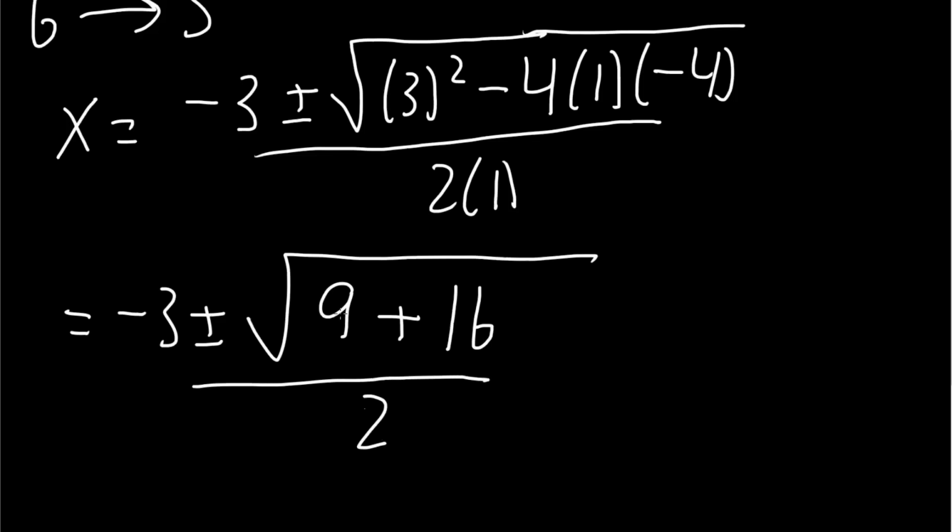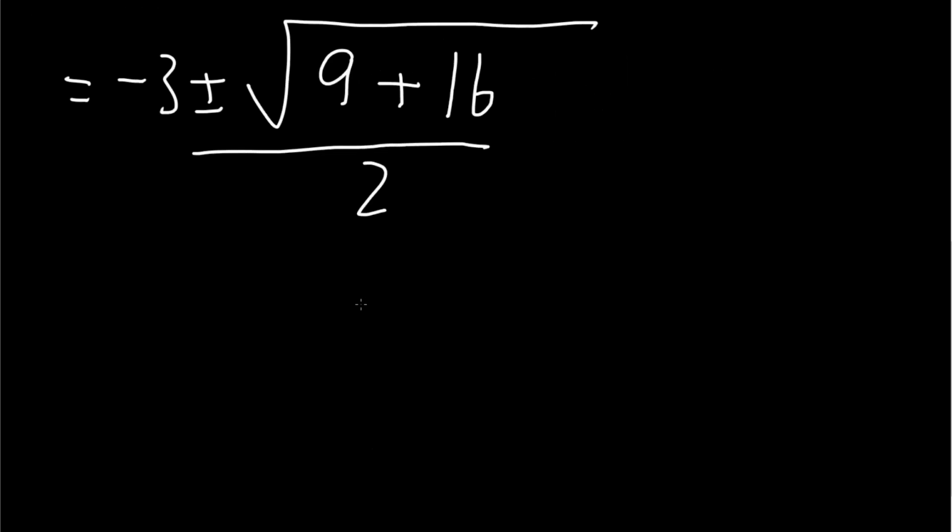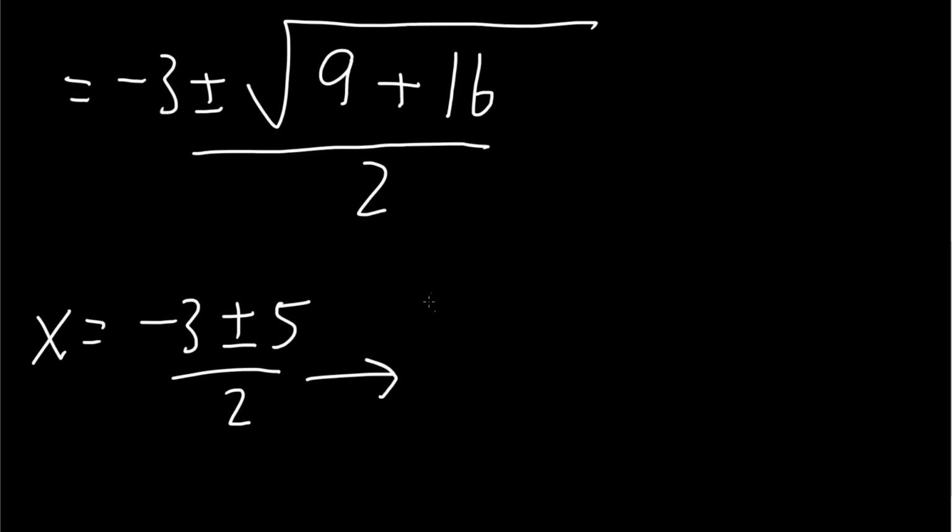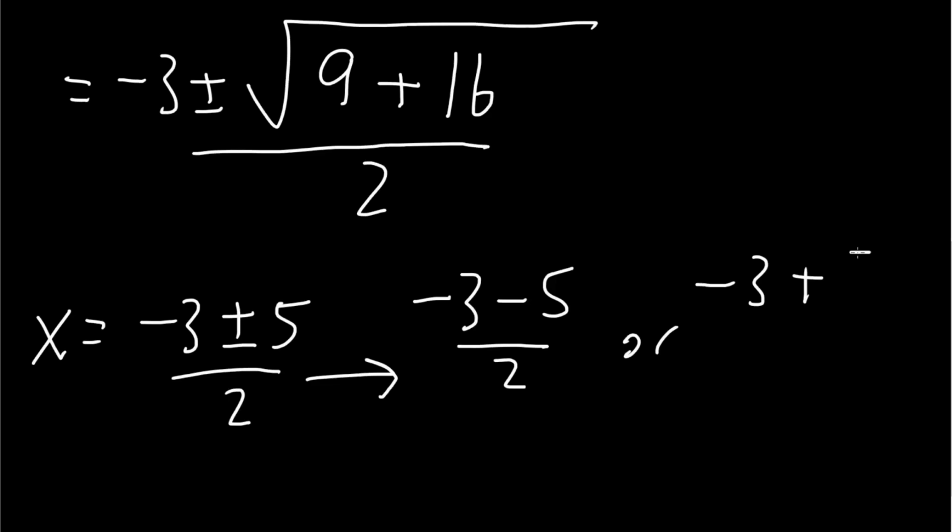And we know that 9 plus 16 is 25. And so the square root of 25 would be 5. And so we would get x is equal to minus 3 plus or minus the square root of 25, which is 5, divided by 2. And so we would get two answers. One possible answer for x would be negative 3 minus 5 divided by 2, or negative 3 plus 5 divided by 2.